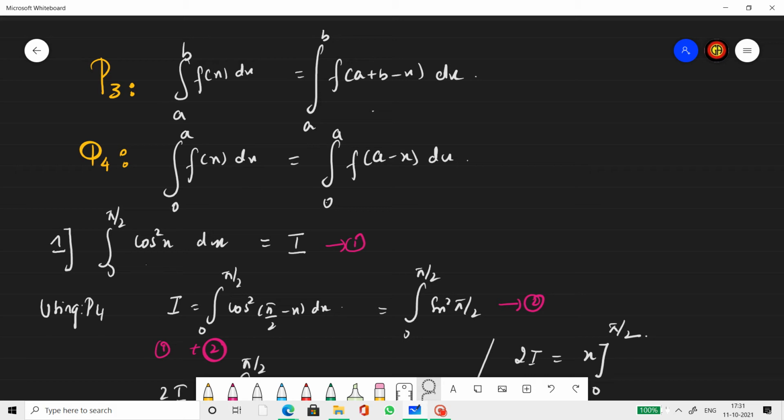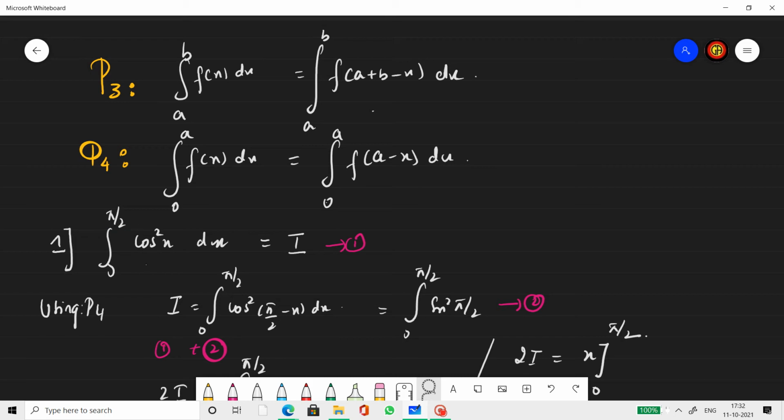Now, a major part of the 7.11 exercise is based on this property. Question number 1: integration of cos square x dx from 0 to pi by 2. Consider the given question as I. After using property 4, the x becomes a minus x. What is a? Pi by 2. So in the integration of cos square x, the x will change to a minus x form, where a is pi by 2. I'm using property 4.